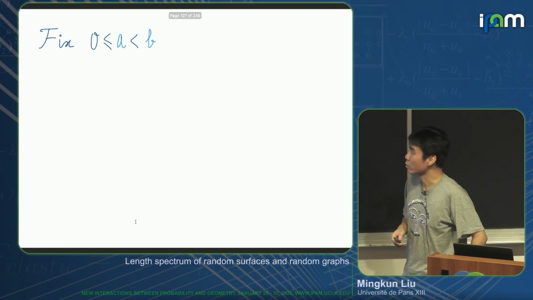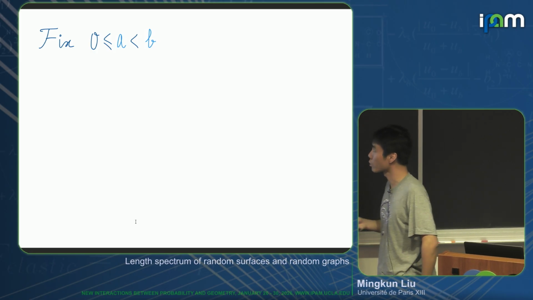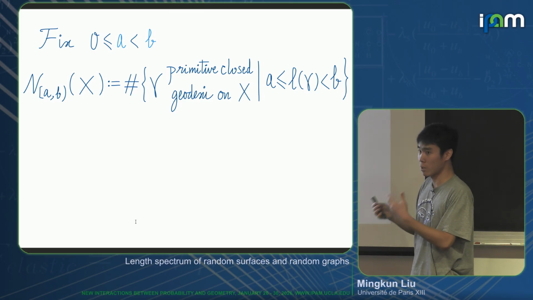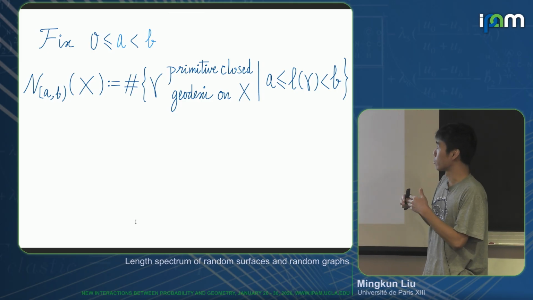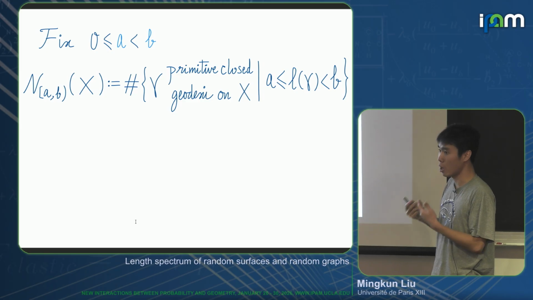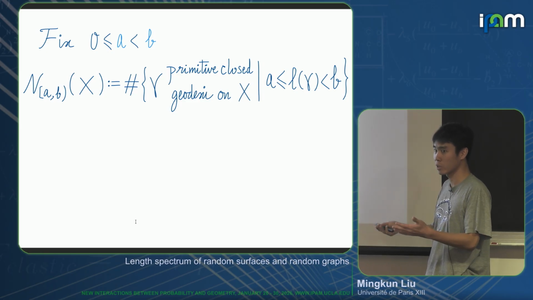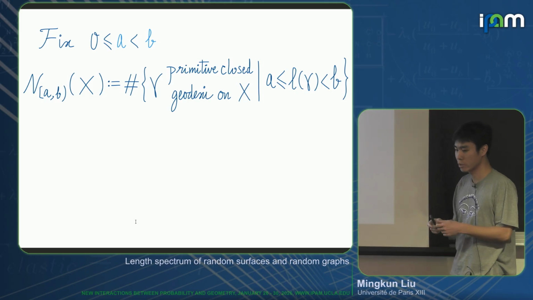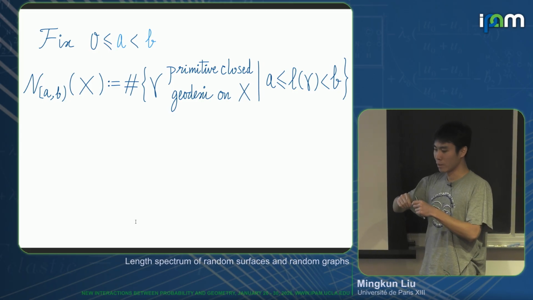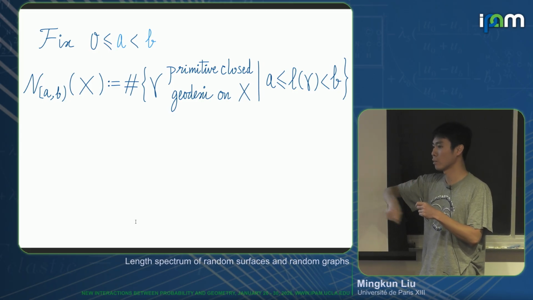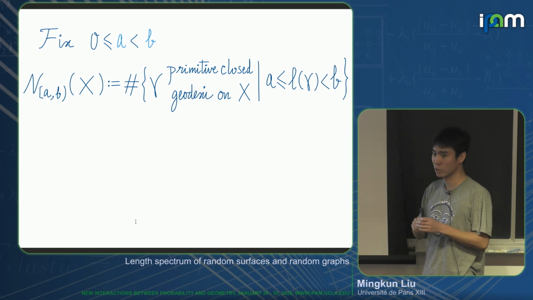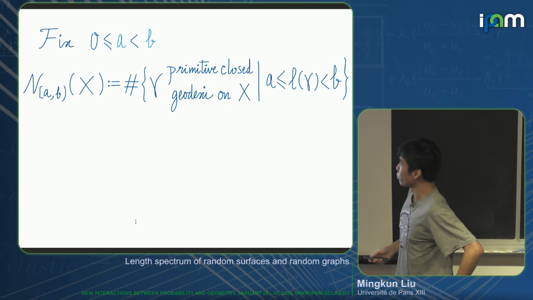I will start with a very concrete version of their results. You fix two real numbers, A and B, and you want to count geodesics. For a given hyperbolic surface X, I want to know how many closed, primitive geodesics of length between A and B there are. Primitive means that, since one geodesic can run on its image several times and those would be regarded as different geodesics, it just does this once, right?